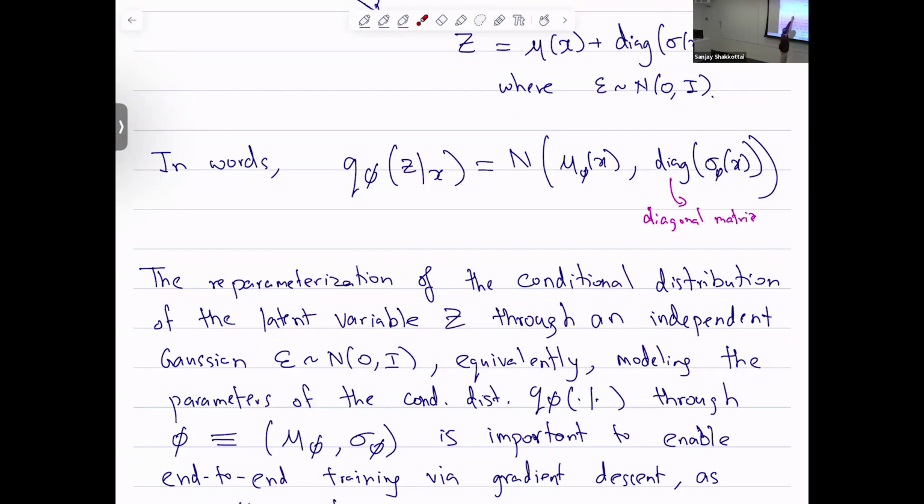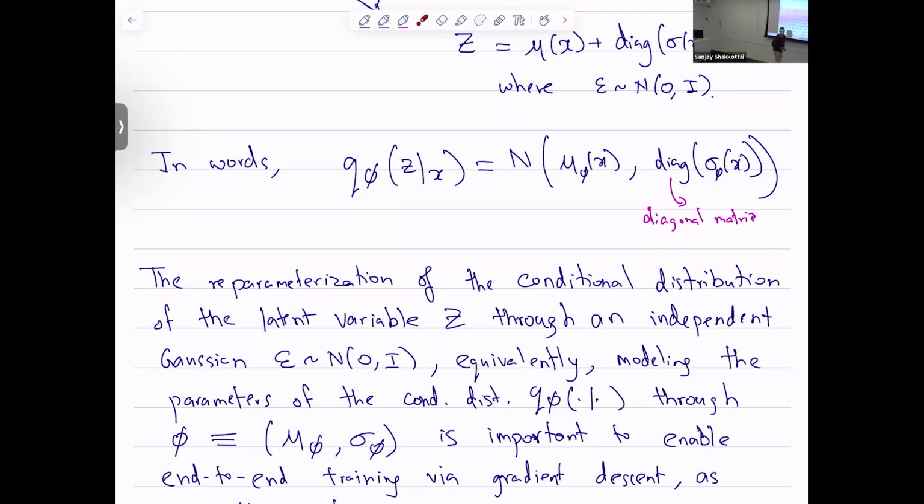So you're parameterizing Q phi Z given X in this form. This conditional distribution is parameterized as a Gaussian with mean mu phi of X, so that's what you're conditioning on, and the covariance is just a diagonal covariance with the diagonal terms being sigma phi of X. So this is an m length vector, and this is an m length vector.